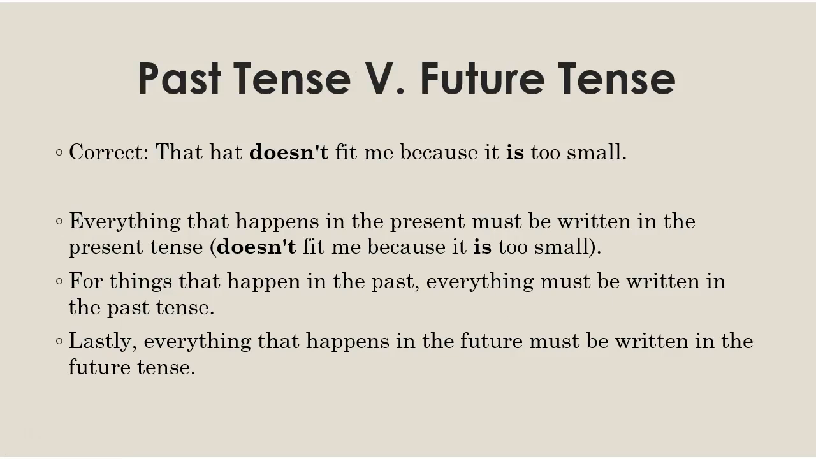So if we go back to our notes, we're looking at past tense versus future tense. You need to write down the second, third, and fourth bullet for these notes. Everything that happens in the present must be written in the present tense. So if it doesn't fit me right now, it is too small right now. Things that happen in the past must be written in the past tense, and of course everything that happens in the future must be written in the future tense. If you need to shorthand this, you can. You don't have to write all those words. You can write your own annotations as long as you have the information. Feel free to pause the video if you need more time to write the notes down.